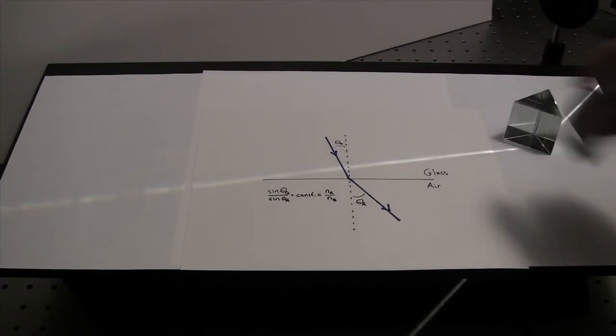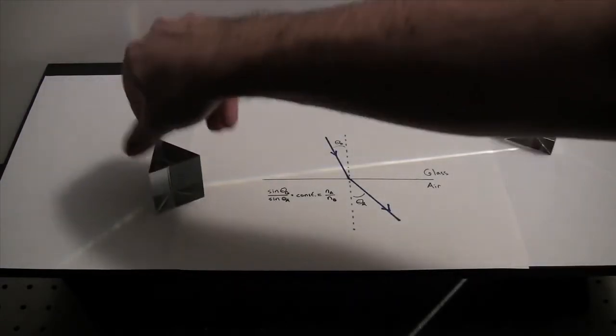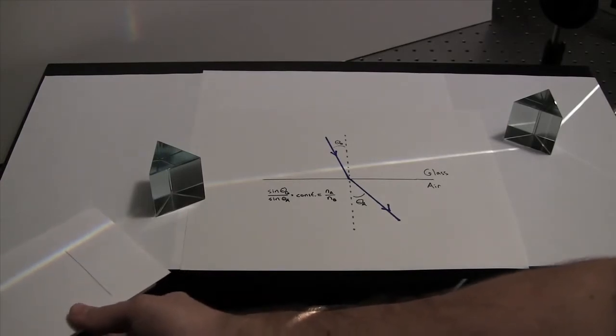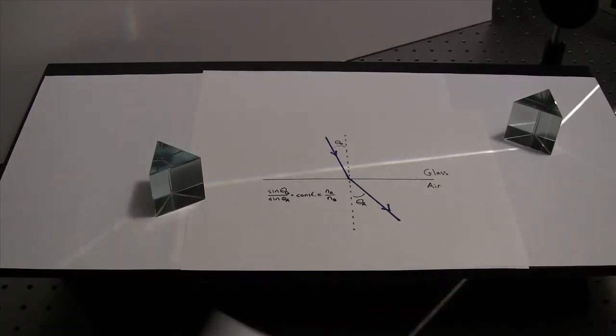And you can see it more clearly by eye if we place this prism further down. Over here, it's clear that there's a change in color across the width of the beam.